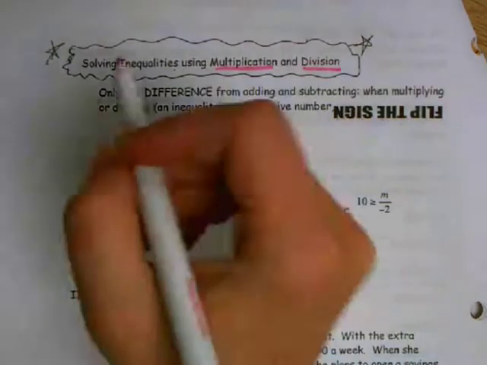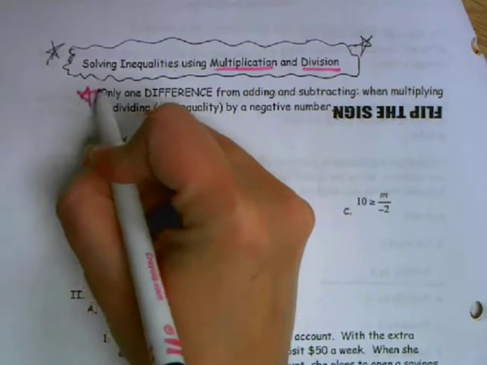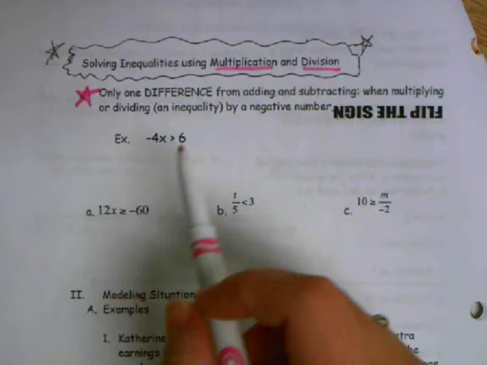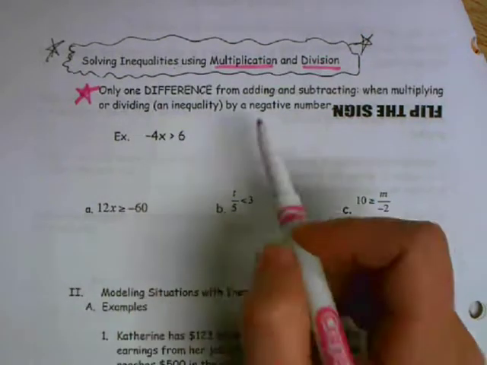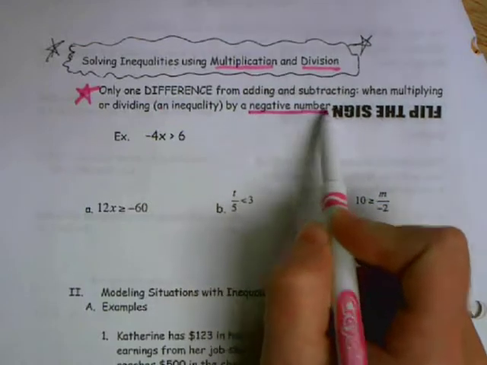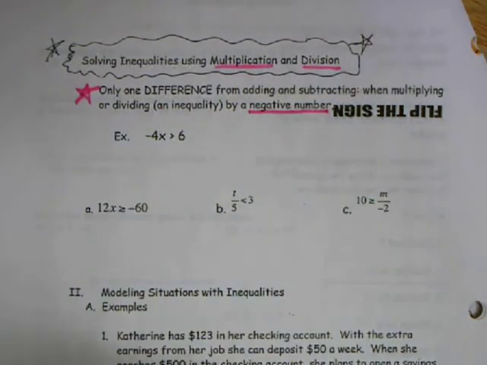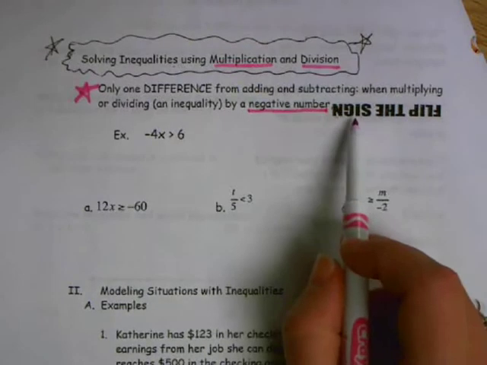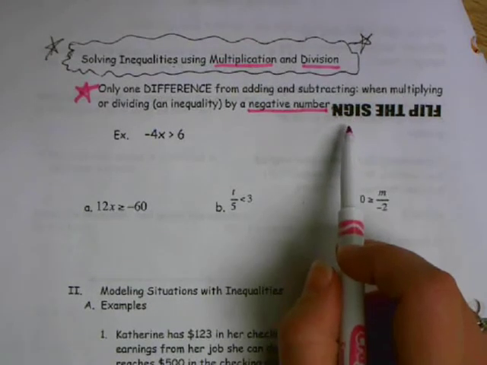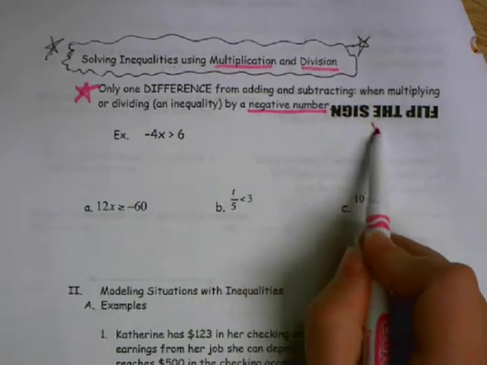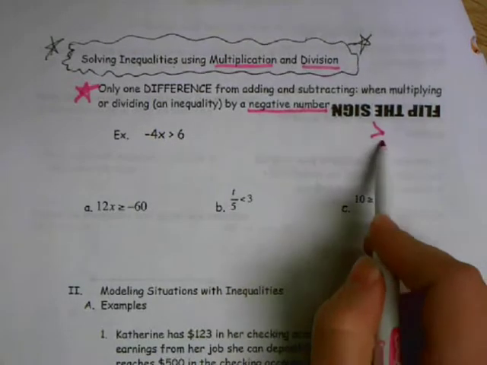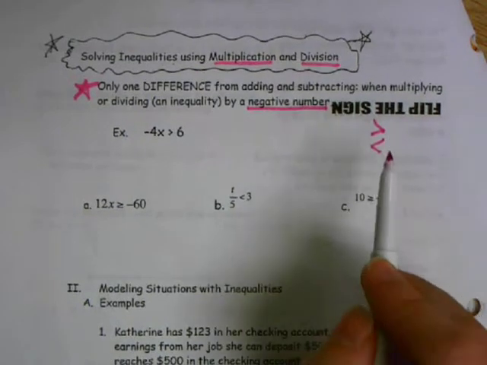Those same rules apply. The only difference that you are going to see here, why don't you put another big star right here? The only difference from adding and subtracting is that when you are multiplying or dividing an inequality by a negative number, you're going to flip the sign of the inequality, which means if you're multiplying or dividing by a negative in the process, then you would switch greater than, flip that to less than, and vice versa.